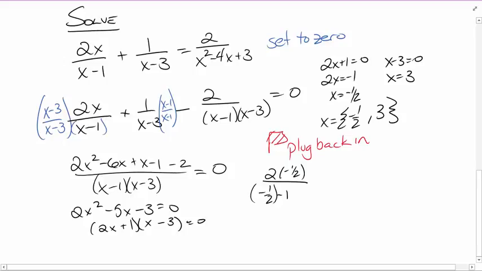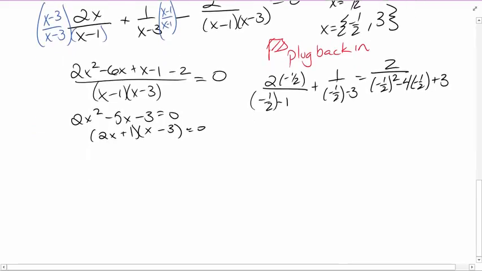And this is not going to be pretty, but it's going to be worth my while in the end. Plugging negative 1/2 back in for every x value I see in my original piece, I'll get negative 1 over negative 3 over 2 plus 1 over negative 7 over 2 equals 2 over 1/4 plus 2 plus 3. Let's clean this up a little bit. Here I'll get 2/3.